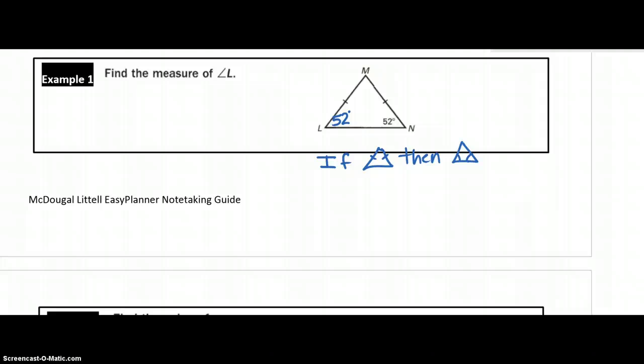But what if I asked you for the measure of angle M? I didn't ask you for the measure of angle L. What if I asked you for the measure of angle M? Would you still have needed the measure of angle L? Yes. How do we use it to find M? That's right. There's 180 degrees in a triangle, right? So 180 minus 52 minus 52. Well, 52 and 52 is 104. What would you get if you subtracted 104?